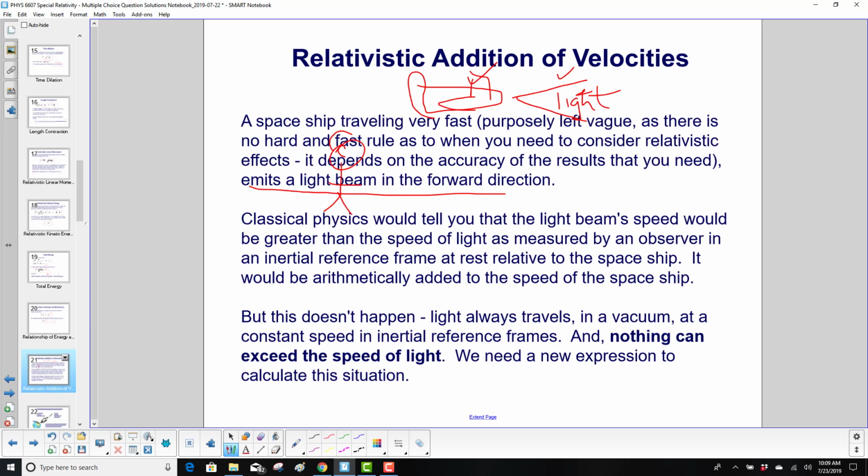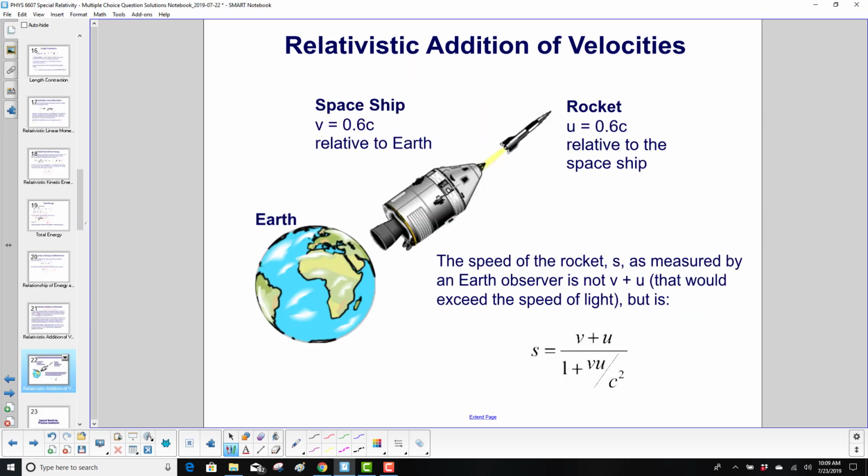So there is a new formula to find the speed of objects when they're moving at relativistic speeds, when you have to add them together. In this case, you have a spaceship going 0.6 c relative to Earth, where we have a stationary observer. We're assuming the Earth isn't moving. And then it shoots a rocket at 0.6 c, an exploratory rocket. The speed of that rocket is not 0.6 plus 0.6 c. You'd get 1.2 c. You can't have that. However, you have this formula to find its speed, where you have the v of the spaceship, the u of the rocket, and then the denominator, it's 1 plus vu divided by c squared. And that will give you an answer less than the speed of light.